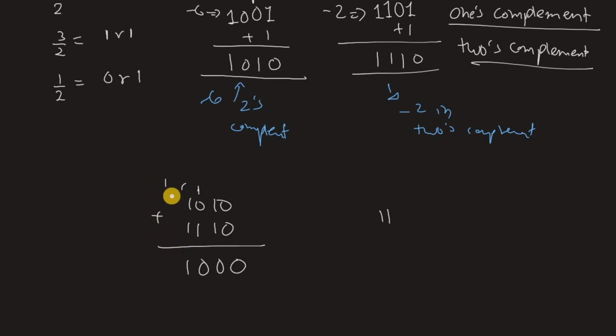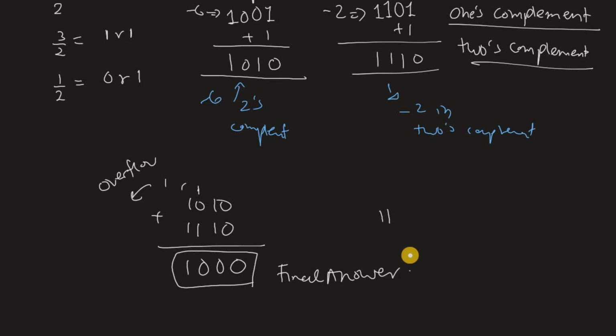But where does this 1 go? There's no number over here. The register can only store 4 bits, but here you're having an extra 1, so this is the case of an overflow. So this 1 that you get from the overflow, you're just going to ignore, so your answer is without the overflow, this number that you get over here, which is 1000. So this is your final answer for this question.